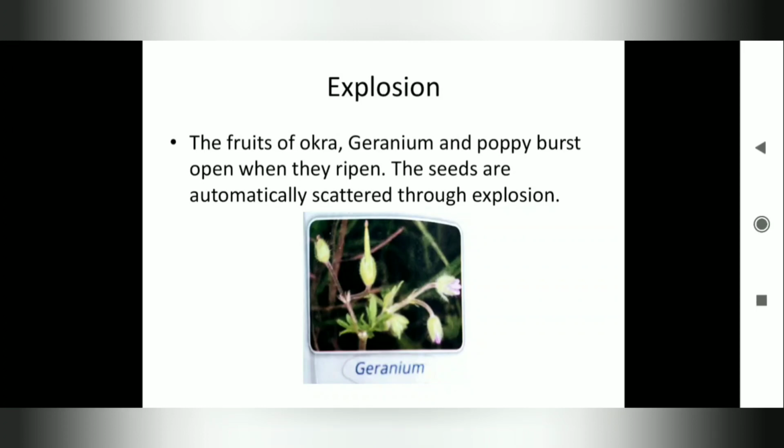Explosion. Fruits of okra, geranium, and poppy burst open when they are ripened. The seeds are automatically scattered through the explosion and fall here and there.